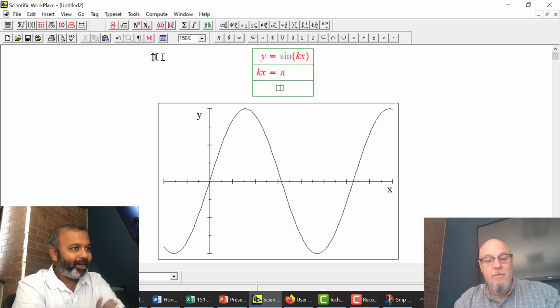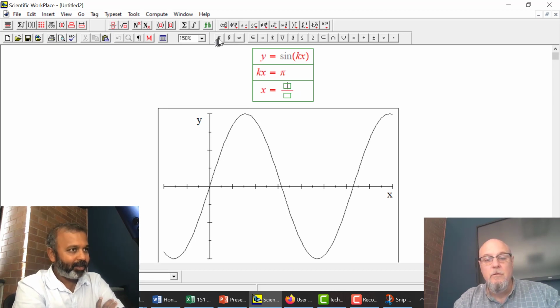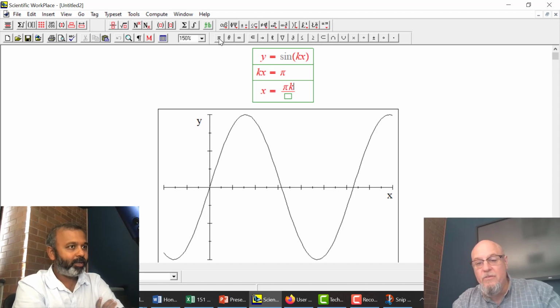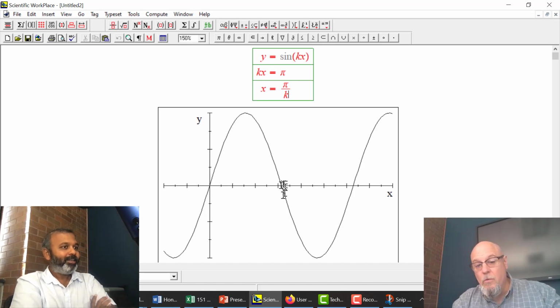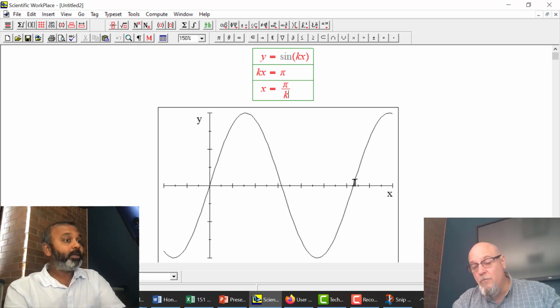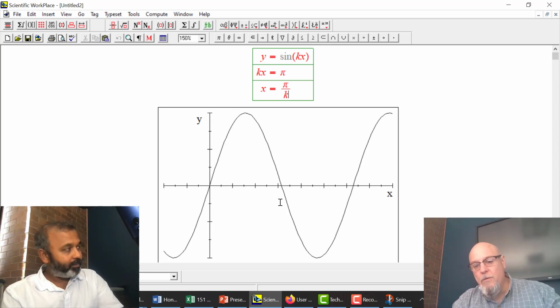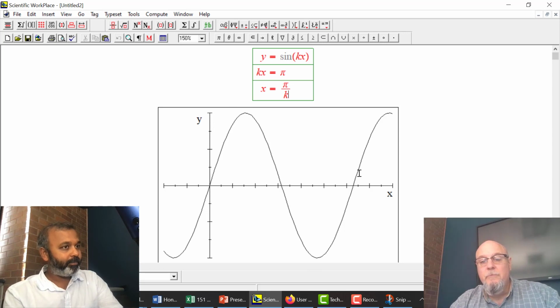So then x is equal to pi over k. That's that next 0. And this would be 2 pi over k, because it's one hump and then the other hump. So that's this value here, pi over k.